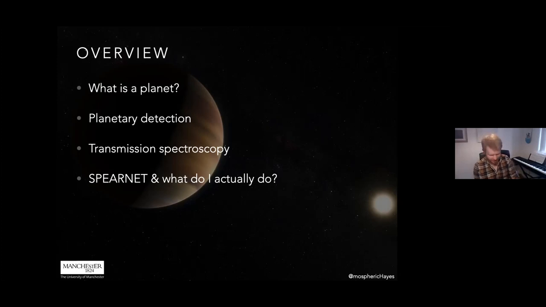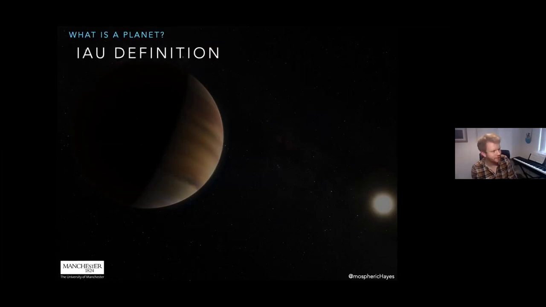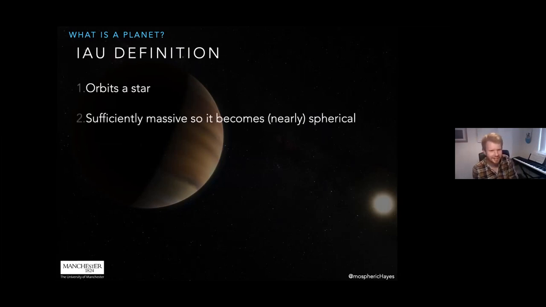So first up, I'm going to try and answer a very quick basic question, which is, what is a planet? There is a definition for this. First off, it has to orbit a star. Second off, it needs to be round. If it's not big enough, it won't become round. It's probably an asteroid or something similar.